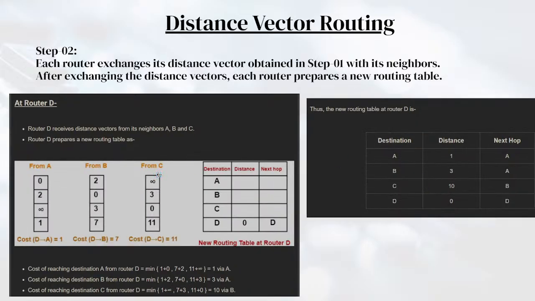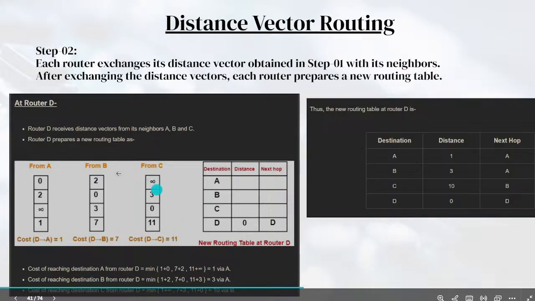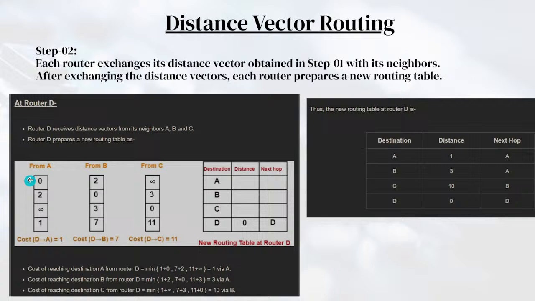Now when it comes to router D, from this point we are going to start. So here again D to A is 1, D to B is 7, and D to C is 11. So here 1, 0, 7, 2, 11, infinity. It is very easy to identify that 1 to 0 is the shortest. So we have added 1 and the next hop, from A we reach here. Then after 1, 2, 7, 0, 11, 3. Again it is very easy to understand that 2 is the shortest. So here we have added 3.